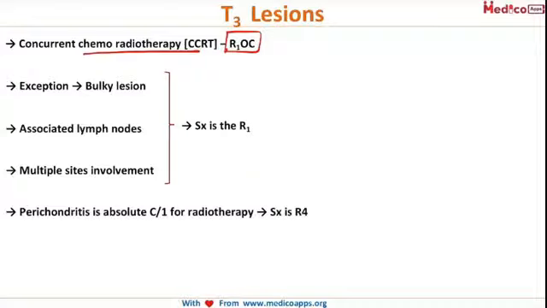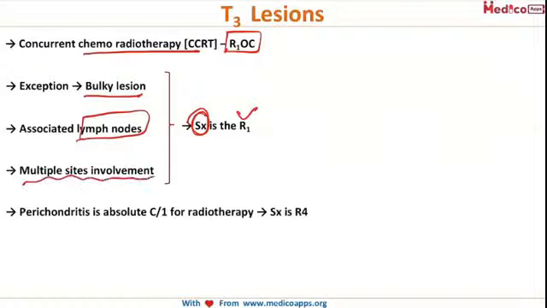However, there is an exception where we have to go for surgery as the first treatment of choice. That is in case of bulky lesions, in case of associated lymph node involvement, and whenever there is multiple site involvement. Now, very important, perichondritis is an absolute contraindication for radiotherapy, right? So surgery is the treatment for cases with perichondritis.